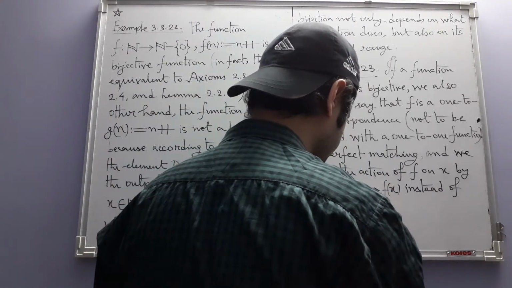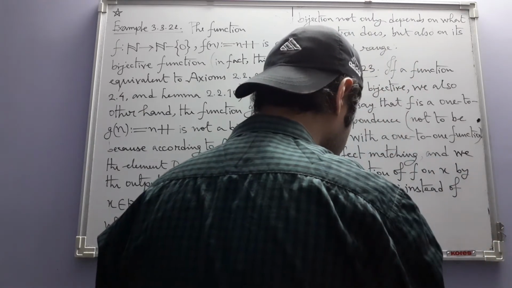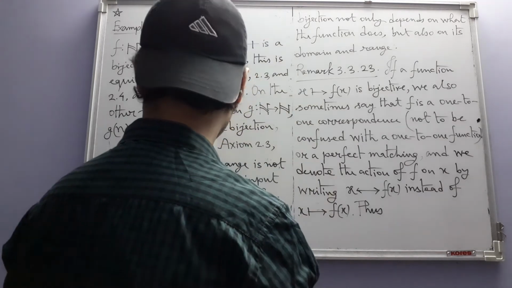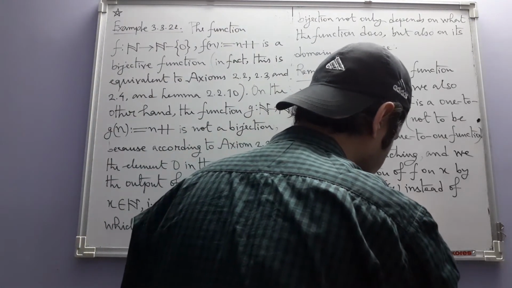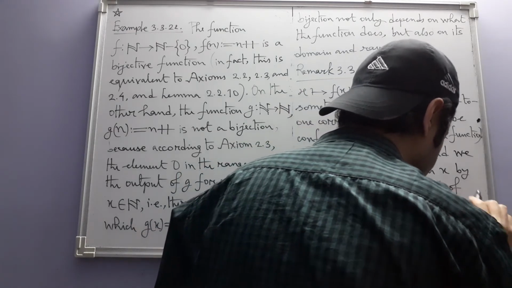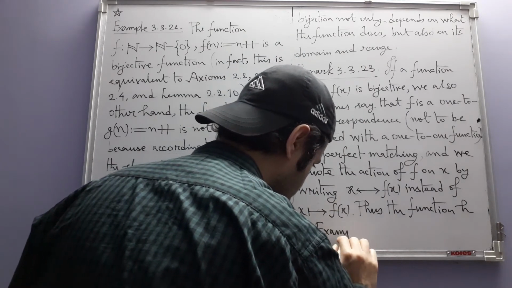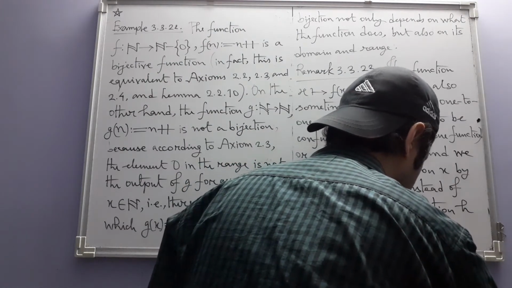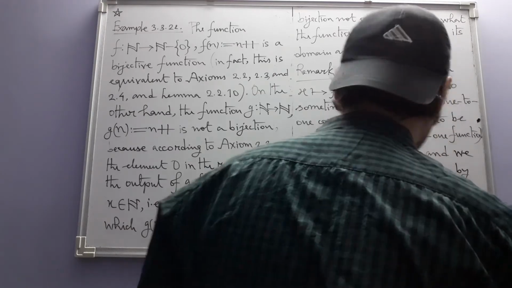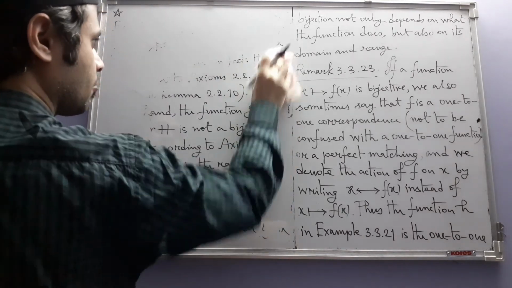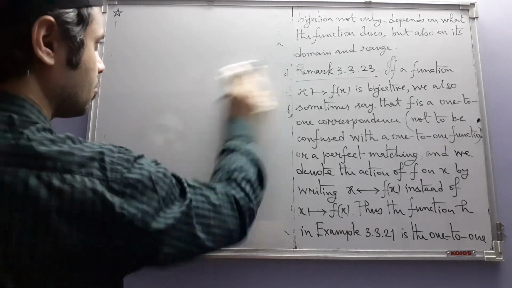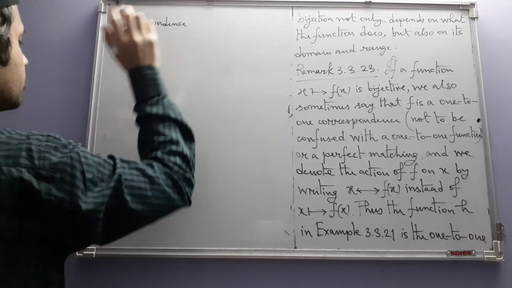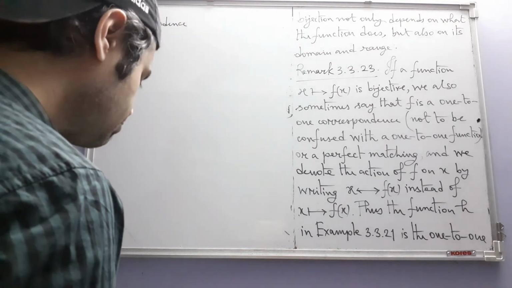So that's the same thing. The function h in this example that we have already seen, not this one but the previous one, h in example 3.3.21, is a one-to-one correspondence. What was it? 0, 1, 2 and 3, 4, 5, yes.